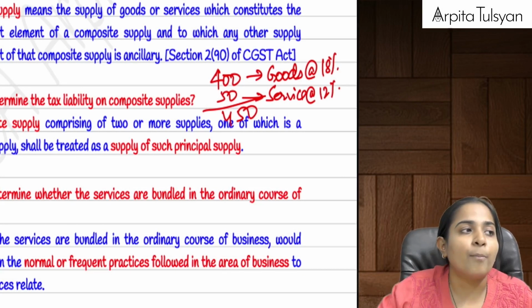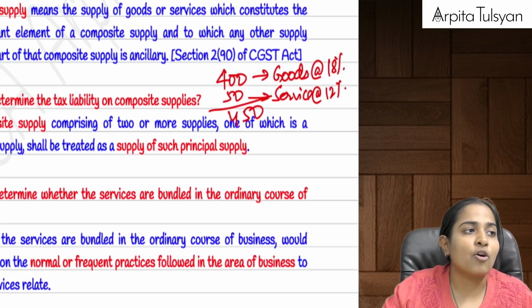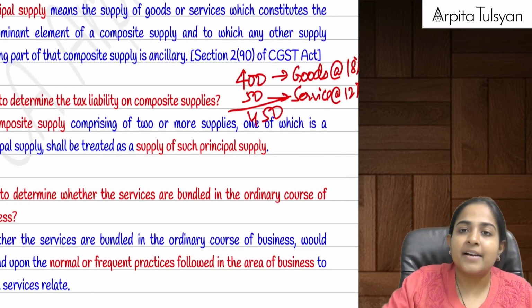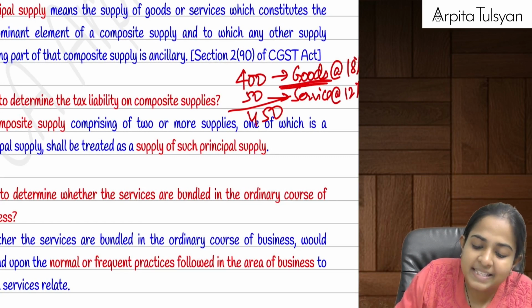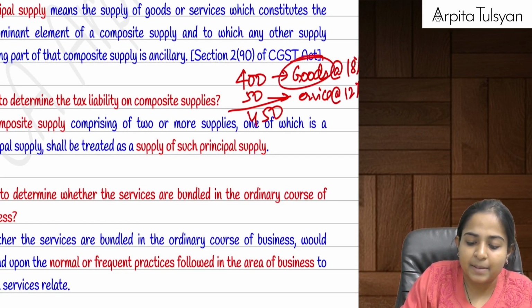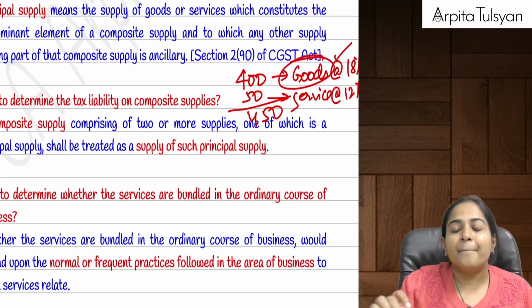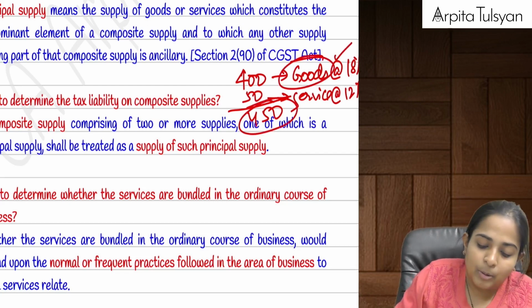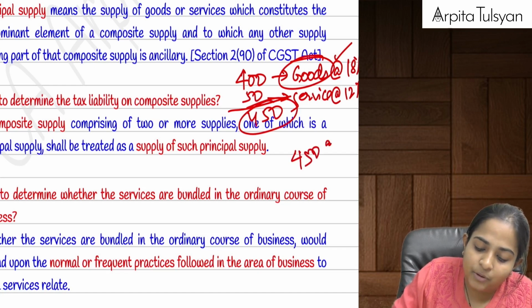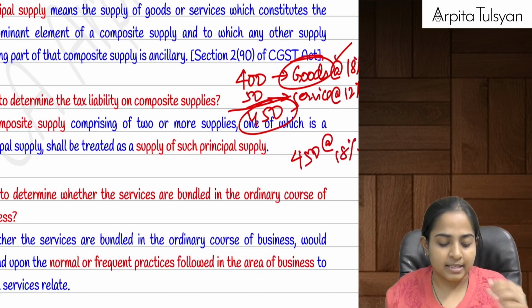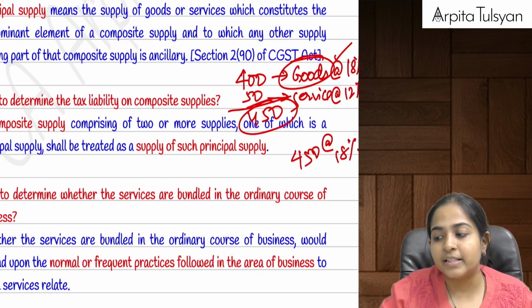If it is a composite supply, then there is no need to do the calculation separately. Whatever is the rate of tax on the principal supply, and your principal supply is the supply of goods, whatever rate is applicable on the goods, make that rate applicable on the total amount. So on the entire 450, you can tax it at the rate of 18%, as it is a composite supply. Are you clear with this?